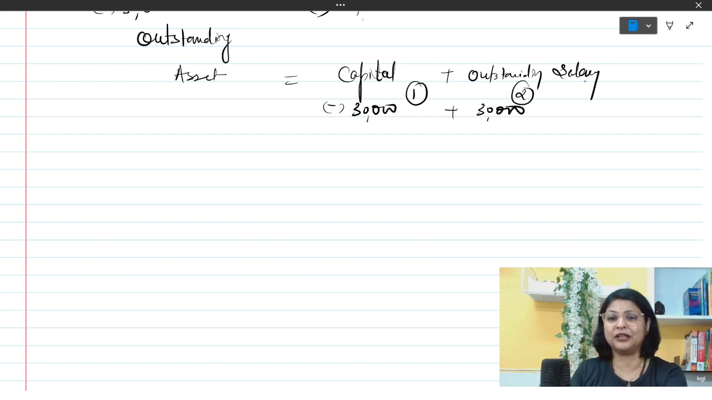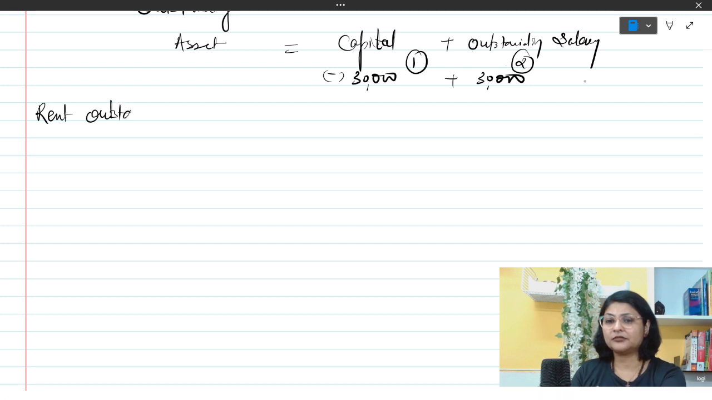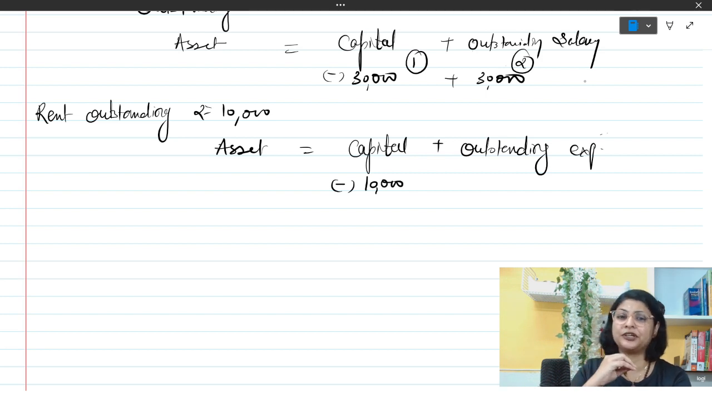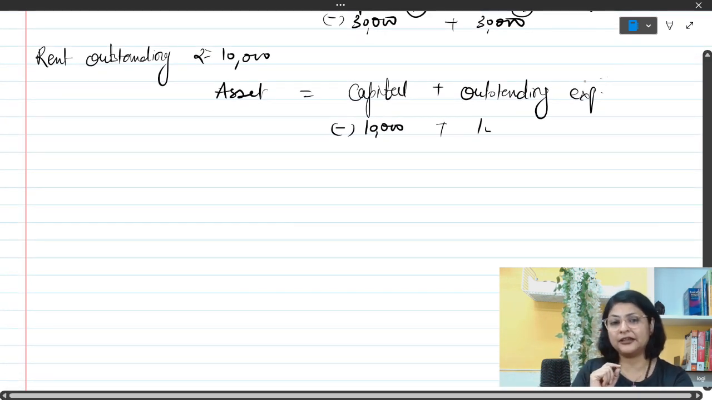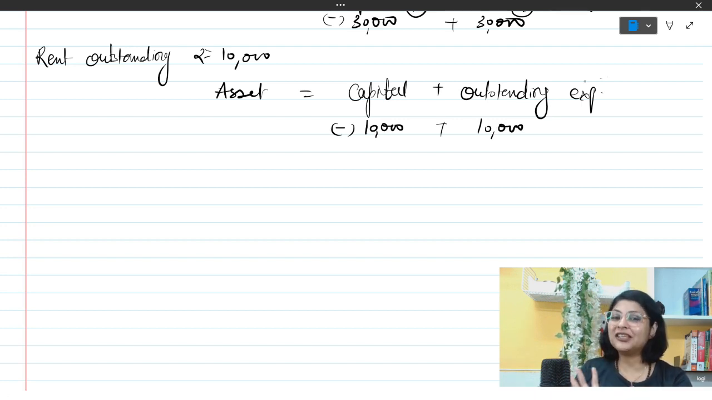Let's take one more example. For example, we have rent outstanding rupees 10,000. Again, my asset side will remain unaffected, so I will not write anything over there. On the liability side, I am going to have two columns. One is capital and another one under liabilities, outstanding expenses. So from capital I am deducting 10,000 since it is an expense and it will reduce owner's capital, and it will be added into the liability which is known as outstanding expenses. So like this, treatment of all the outstanding expenses is done.